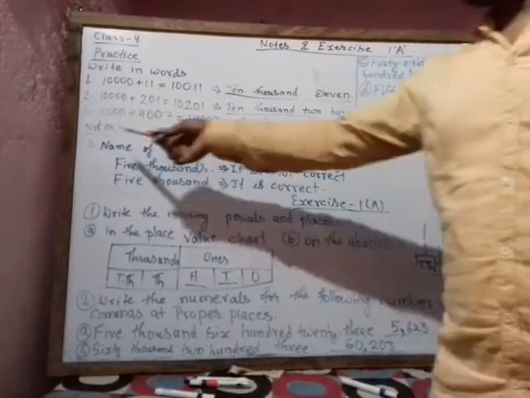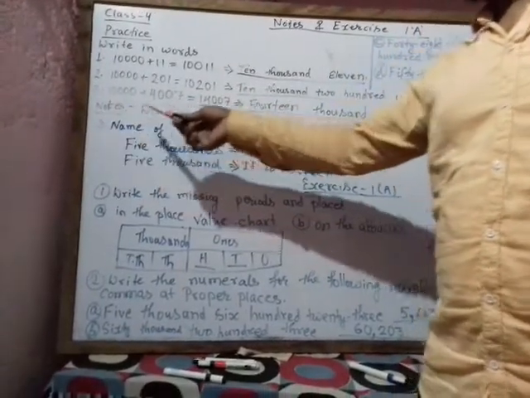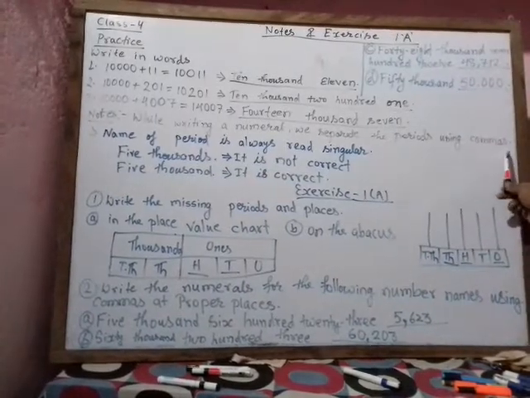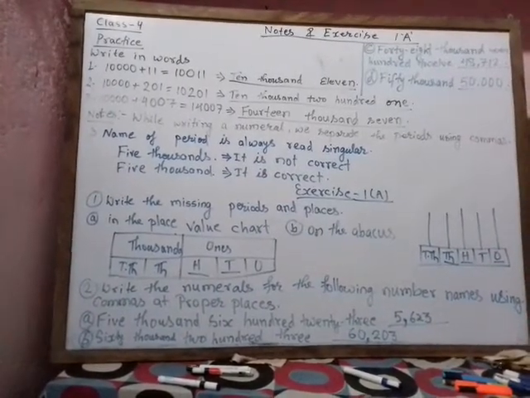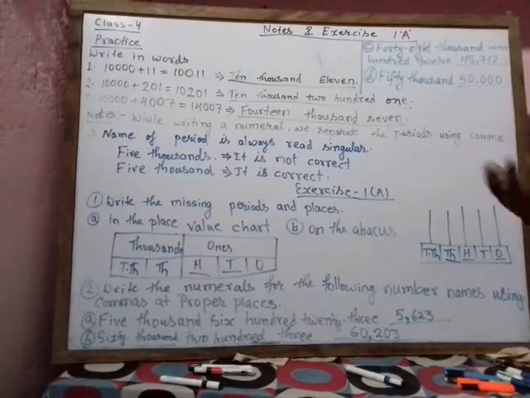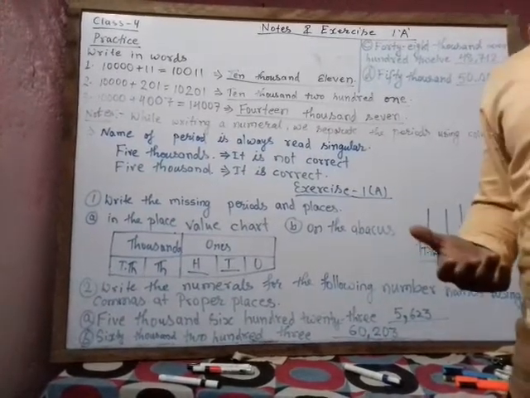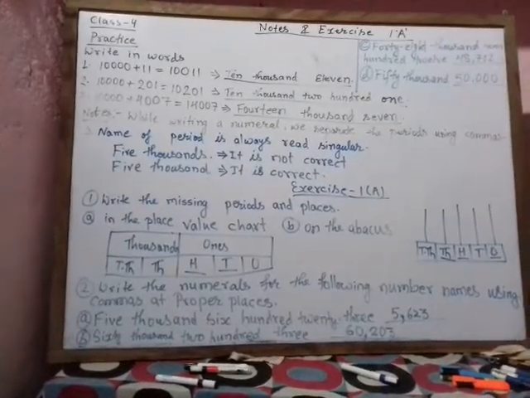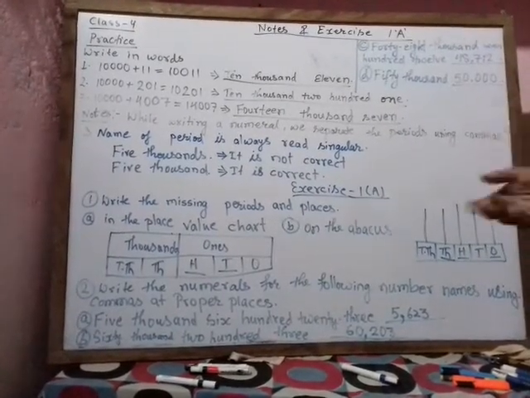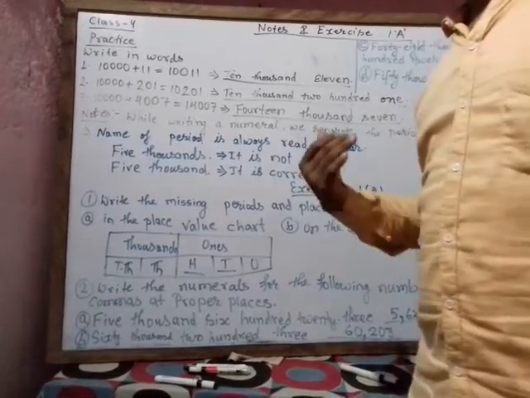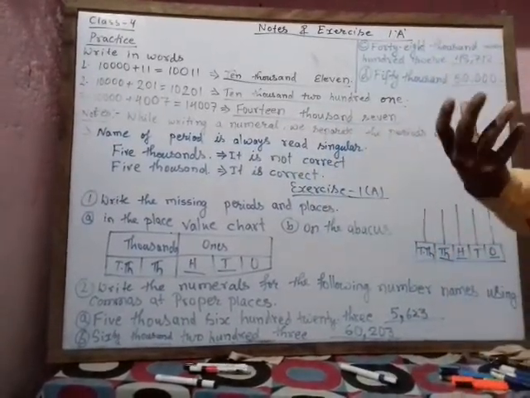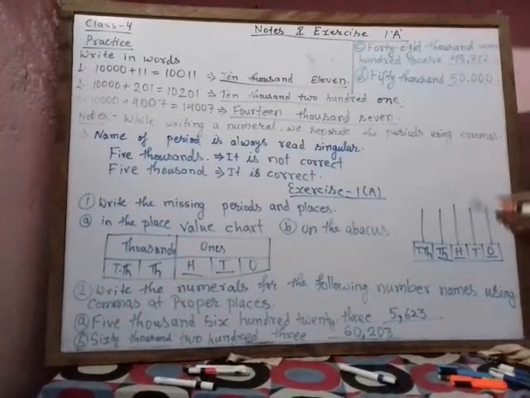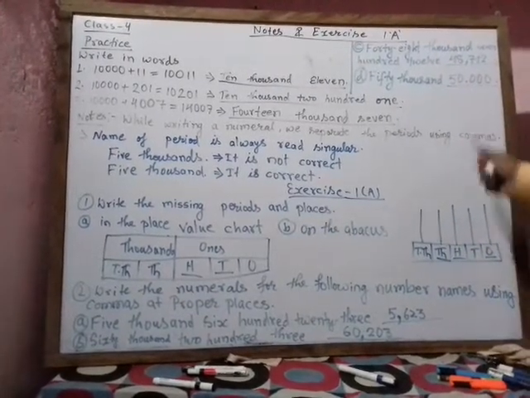Now here I came with notes. The note is that while writing a numeral, we separate the periods using commas. After each period, we use a comma. Last time I had discussed the periods with you. Ones, thousands, lakh, crore, these are the periods. So after ones we put one comma, after thousand we put one comma. Thousand means combiningly 10,000 and 1,000 both. And after lakh we put a comma, after crore we put a comma. So we separate the periods by using commas.